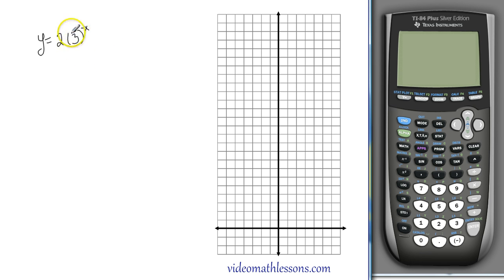Now, normally this number here is greater than 1, so you would think this is a growth problem, exponential growth. This negative, though, is going to change all that. So let's take a look at what's going to happen here.